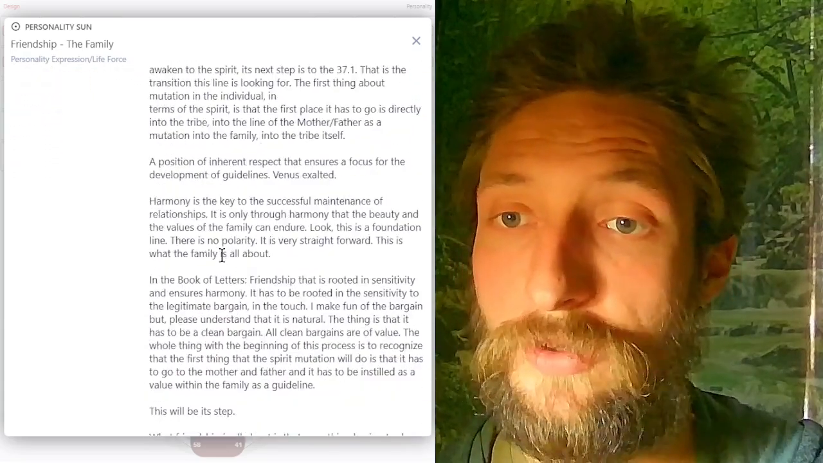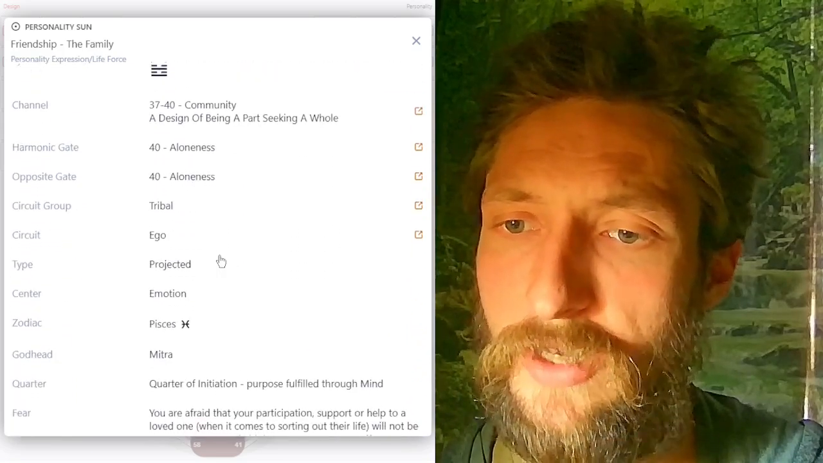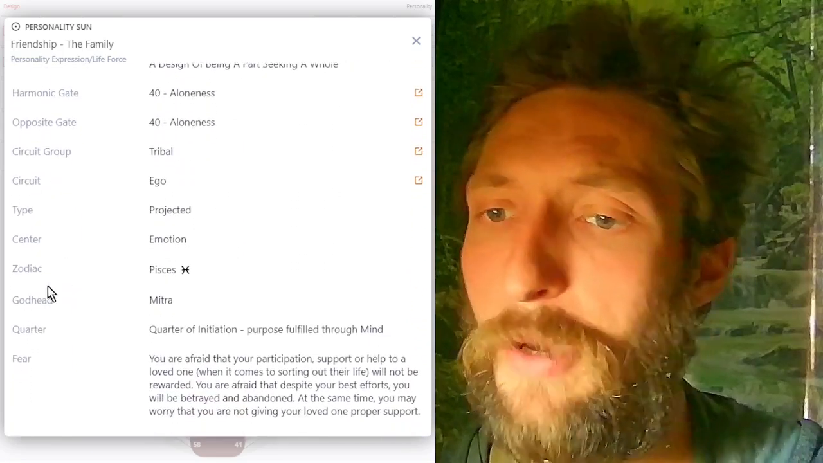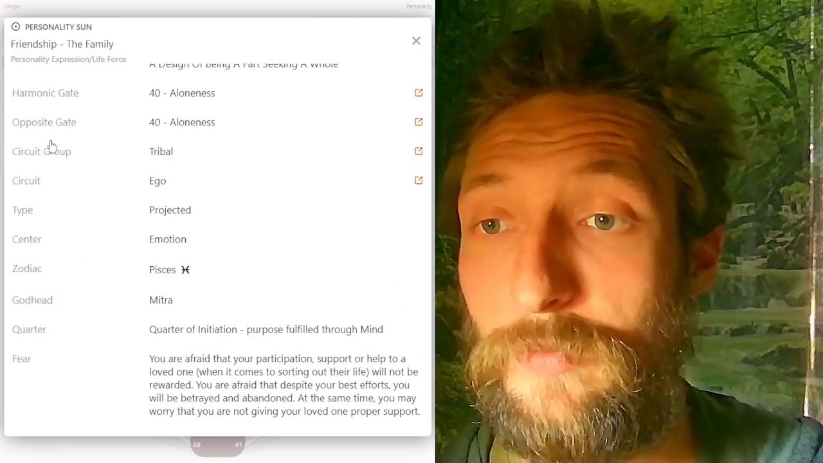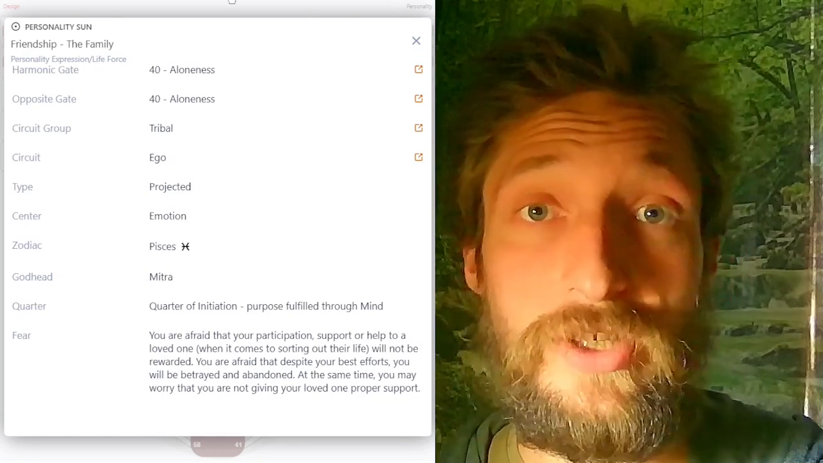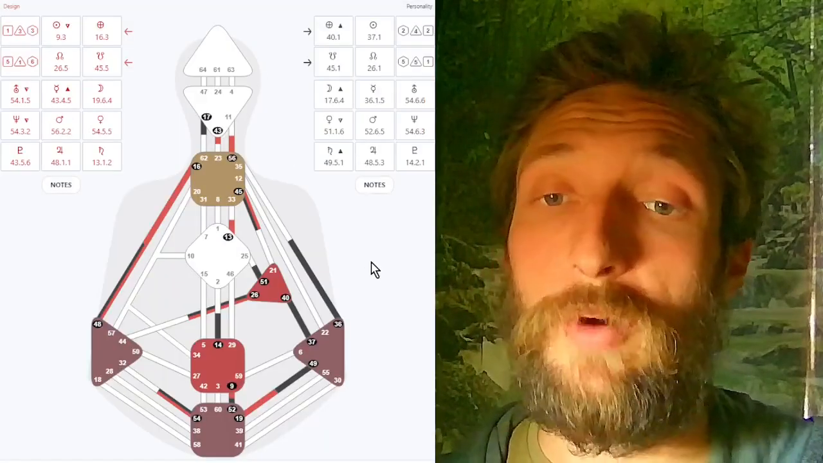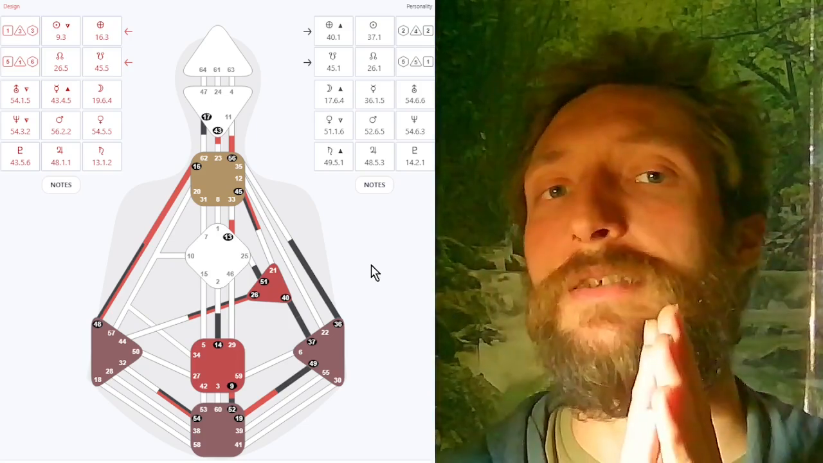And then we can also go down into specific details, such as, is this gate in Pisces? What is the Godhead? What fears are related to this? What is the circuit group? There's lots of details for each individual gate and piece and part. And so the key is, how does all of this connect together?